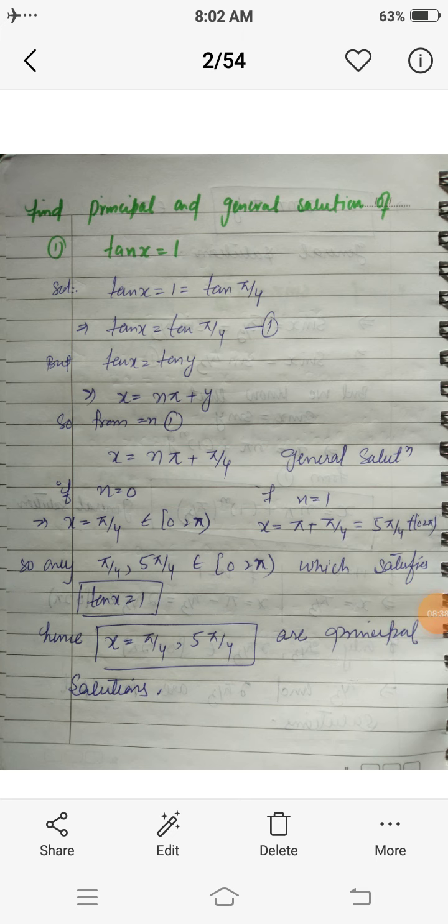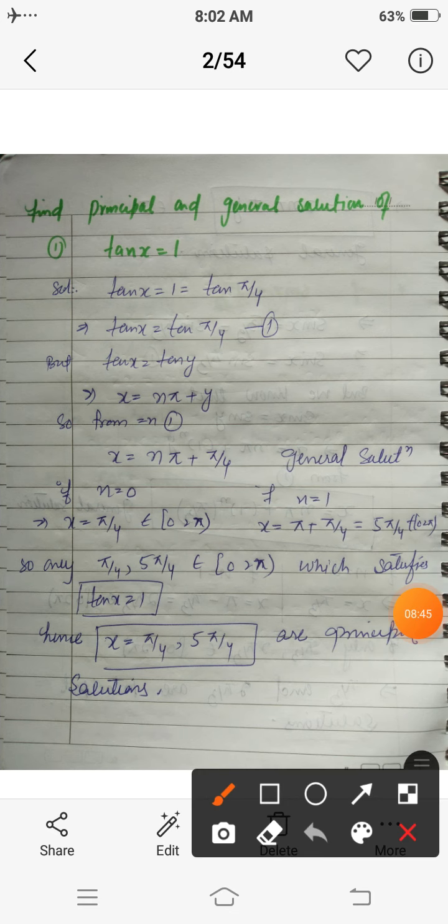Now another question: we have to find the principal and the general solutions for the equation tan x equals 1. You know that tan pi by 4 is 1. So tan x equals 1 implies tan x is actually tan pi by 4. Using this, we know that tan x is tan y if and only if x equals n pi plus y. So here y is pi upon 4, so x equals n pi plus pi by 4 is the general solution.